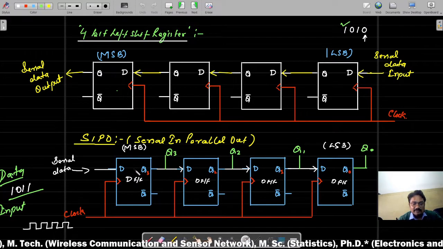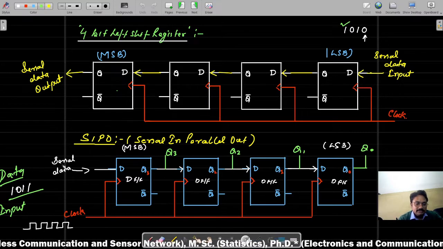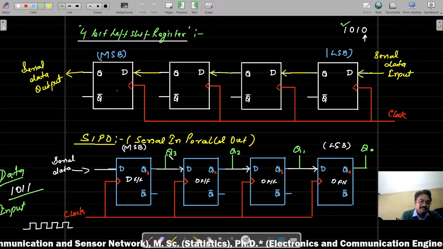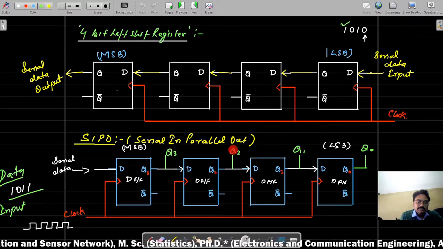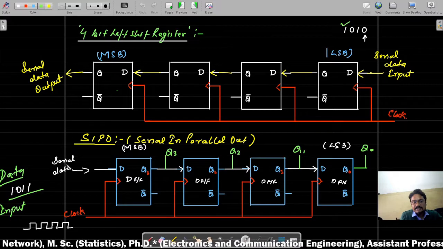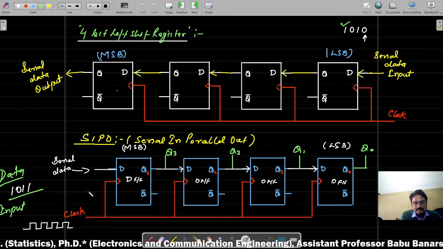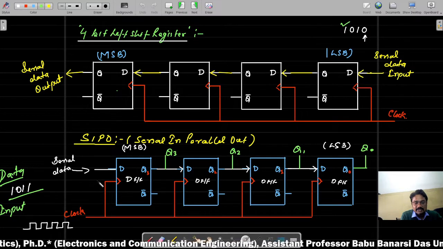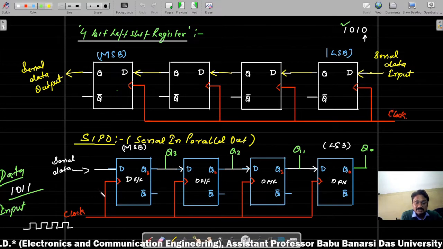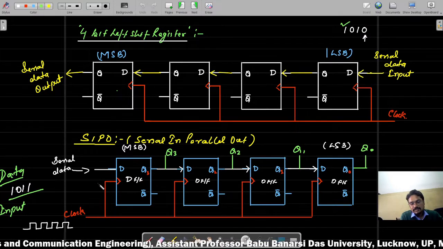So once after the 4th clock pulse, when all your data has been loaded, you can directly read the data from these terminals Q3, Q2, Q1, and Q0. That's why this kind of arrangement of flip flops constructs a shift register with serial data in and parallel data out.